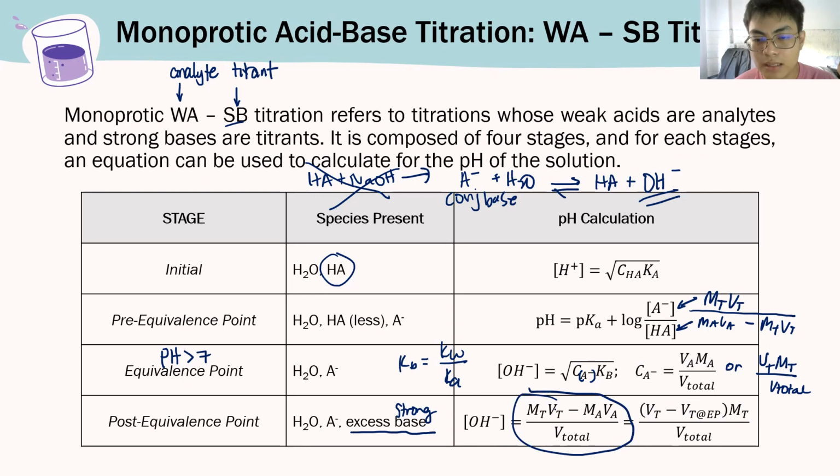Okay. So again, why did we use this equation? Why didn't we use equilibrium? Because the strong base is stronger than the conjugate base. So it will overpower the equilibrium. So we have no equilibrium, it's just stoichiometry. Okay? So there you have it. Those are the equations for the monoprotic weak acid strong base titration.